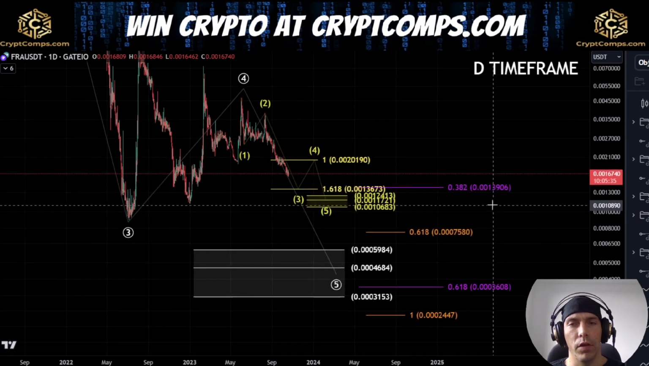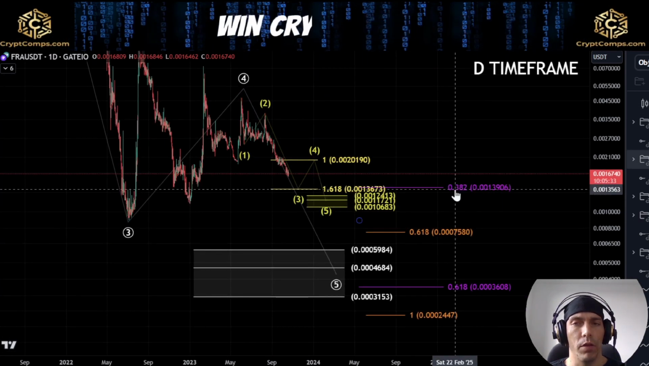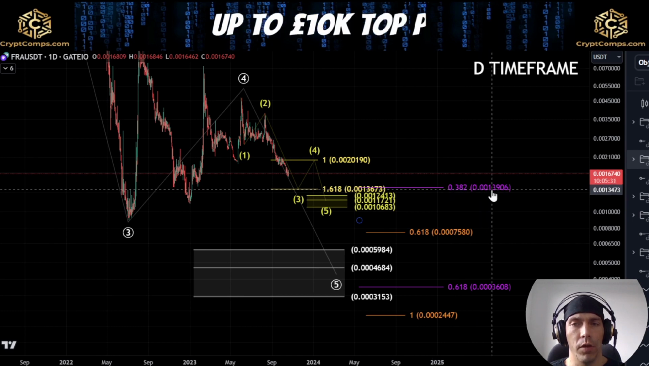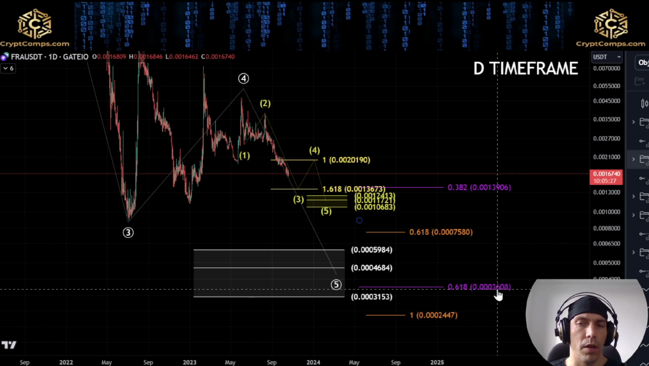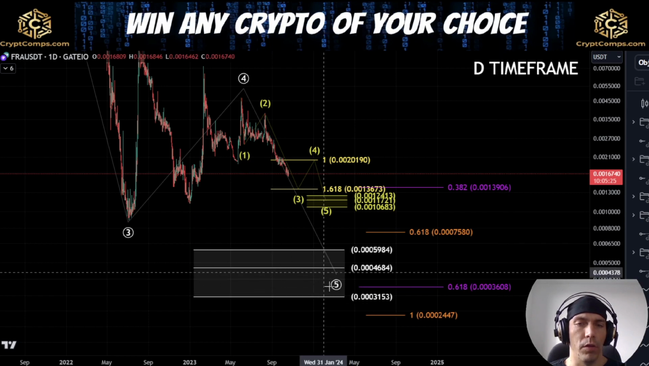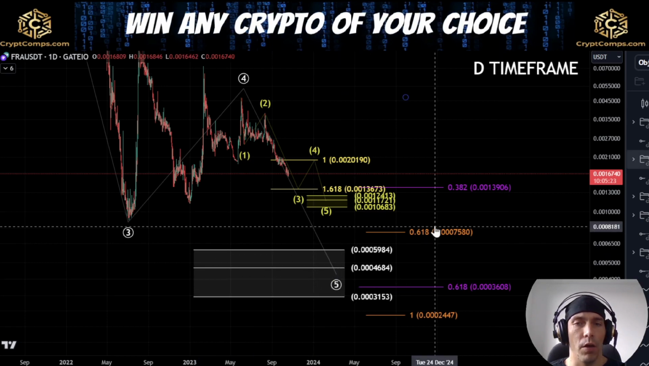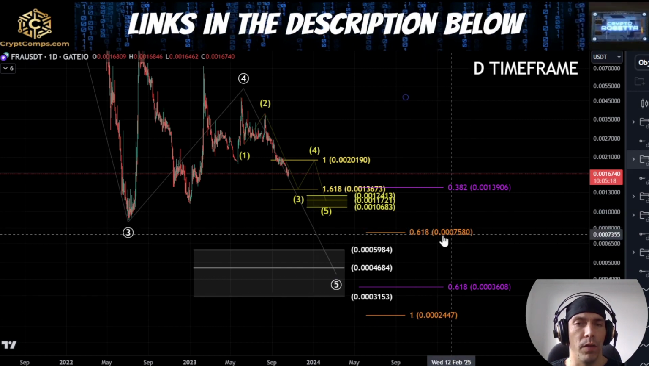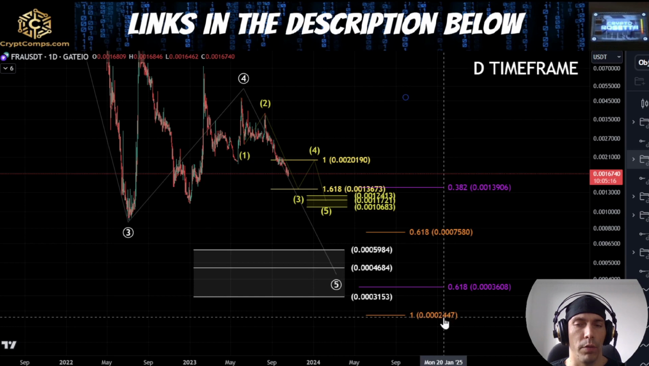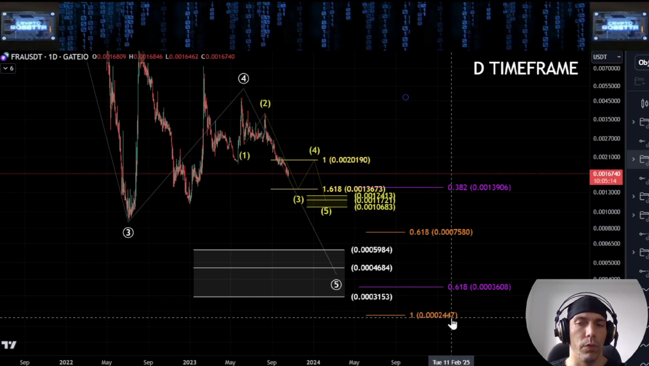Some other targets here is the wave 1 to 3, this 0.382, which is sitting here at this 13906. 0.618 of that is sitting here at this 3608. So this is lying within our white target box. The orange numbers here are also some alternate targets based off of the wave 1, the 0.618, and the 1-to-1 of it, which is sitting down here towards this 2447.